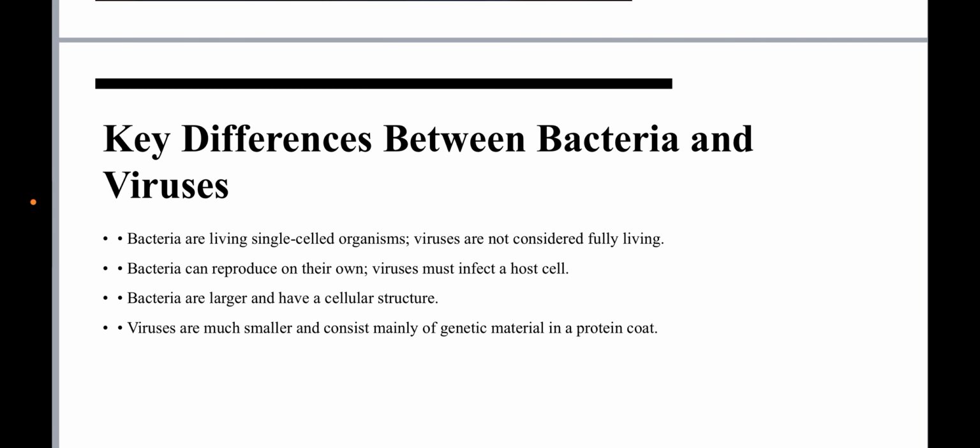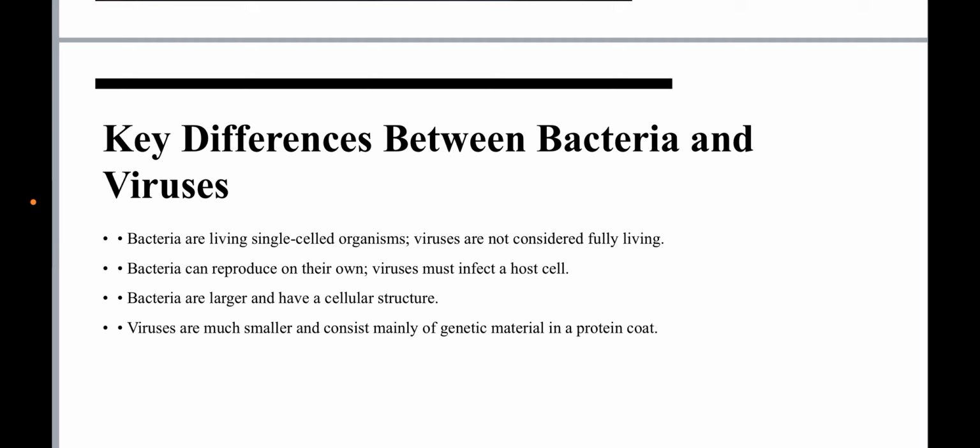Now we will talk about the key differences between bacteria and viruses. The first point that we will be talking about is that bacteria are living single-celled organisms, but viruses are not considered fully living. The second key difference is that bacteria can reproduce on their own, but viruses must infect a host cell.